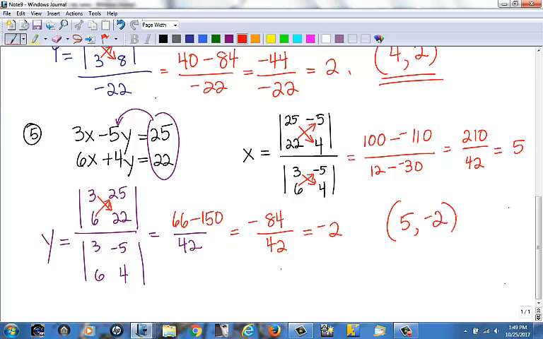And you should be able to check it back in both equations. It should work in both equations. Okay, that's 2 by 2's and 2 equations, 2 unknowns. Now I want to take you through 3 by 3 determinants.